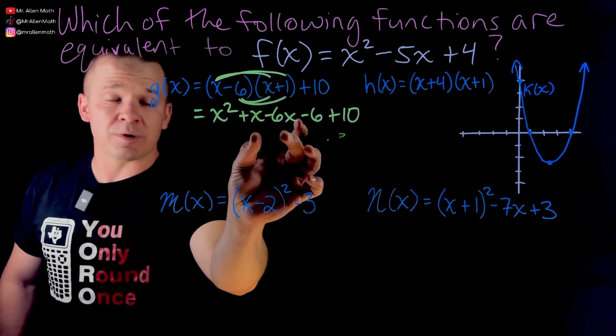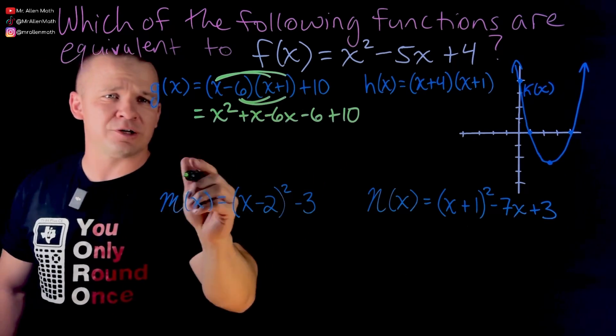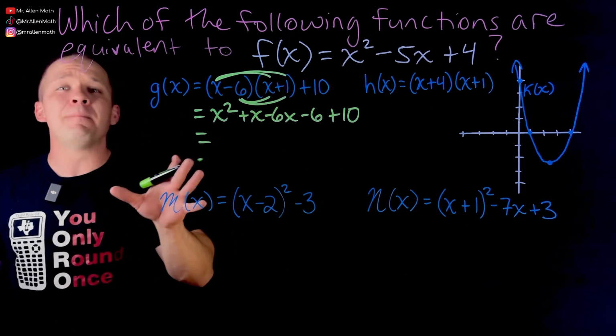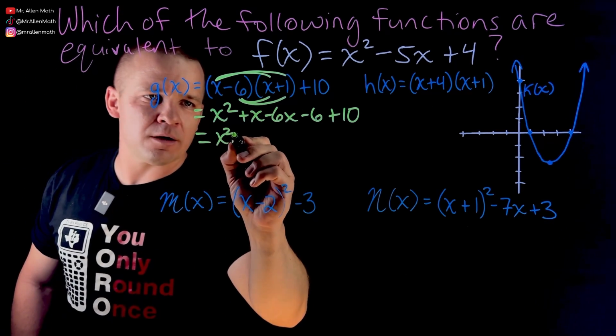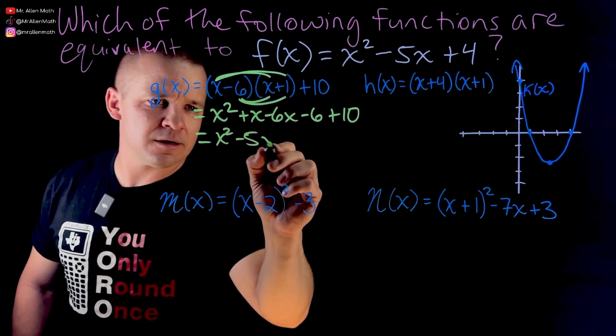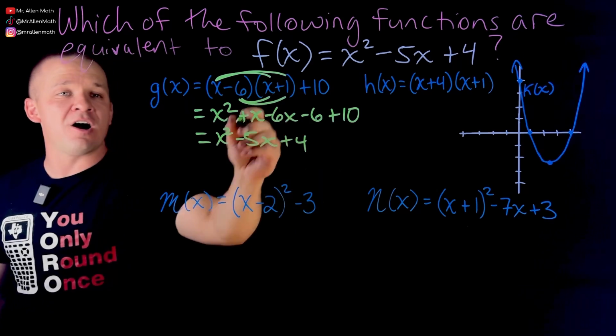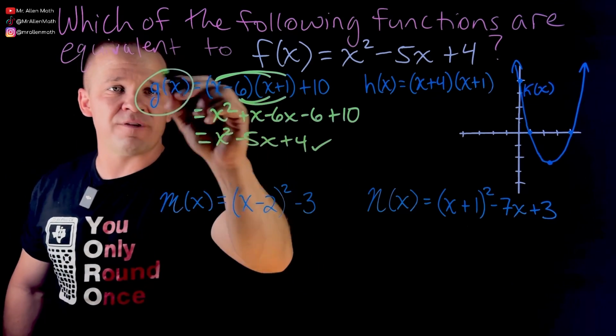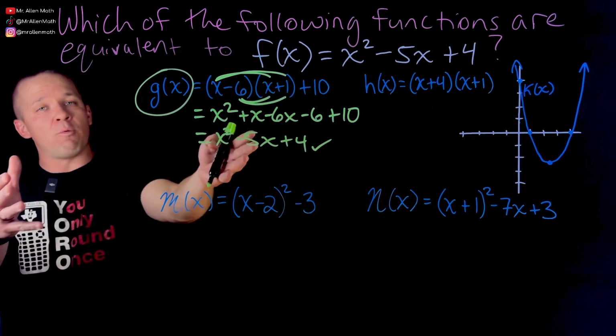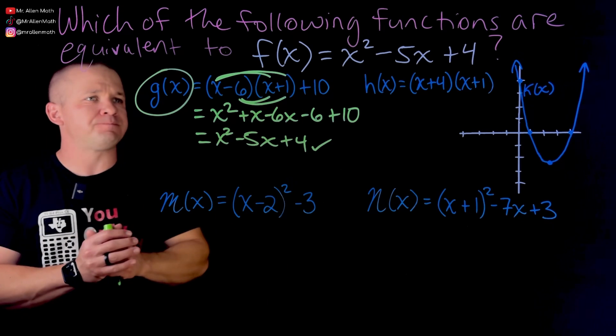Now, some of you might be able to do this one on the fly and combine it. Totally up to you. I like to show all my steps so that you don't miss anything. So now I have x squared minus 5x, and then negative 6 plus 10 is positive 4. Oh my goodness, they are the same. So yes, g of x is going to be equivalent, and that work justifies it.